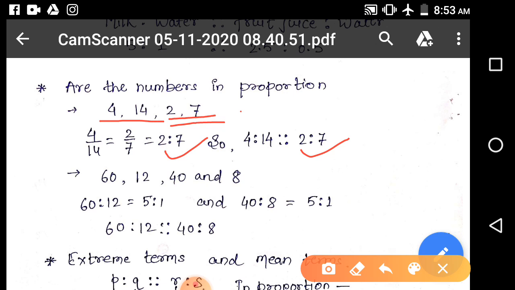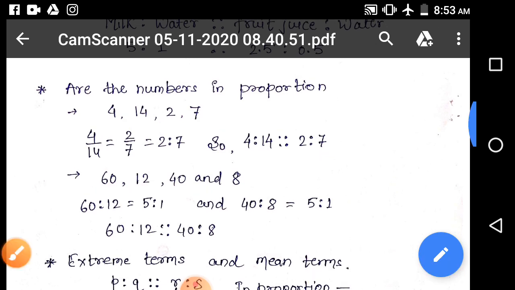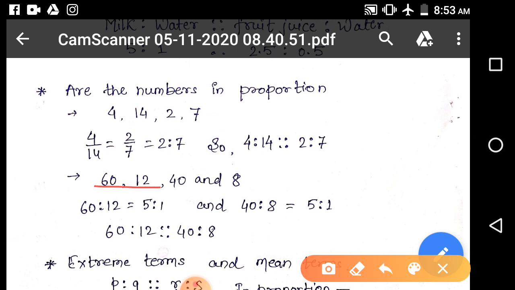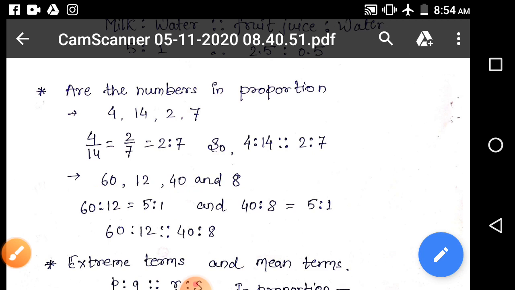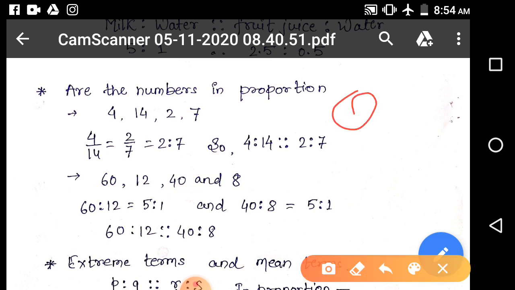Now see, one more example, we have 60, 12, 40 and 8. First we take the first two terms. 60 is to 12 becomes 5 is to 1, and 40 is to 8 becomes 5 is to 1. So that means those are in proportion. Sometimes, like in the exercise in question number 3, we have terms which are not arranged like this.